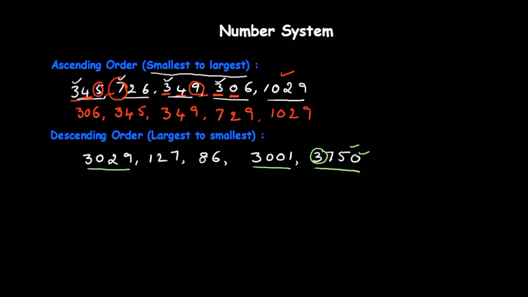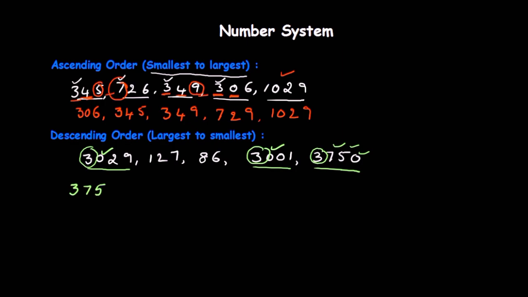So the thousands digit of the numbers is the same, that is 3. Next, the hundreds place you can compare: we have a 0 here, and here also a 0. So the next one is the 7. 7 is more than 0, so we can write 3750 is the largest number.